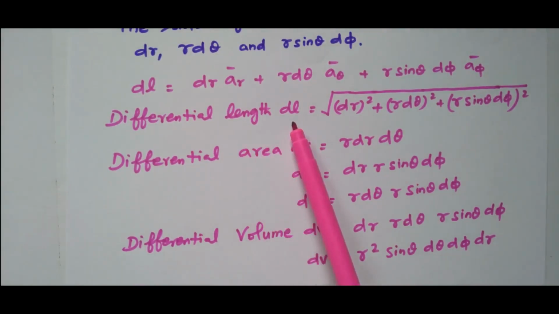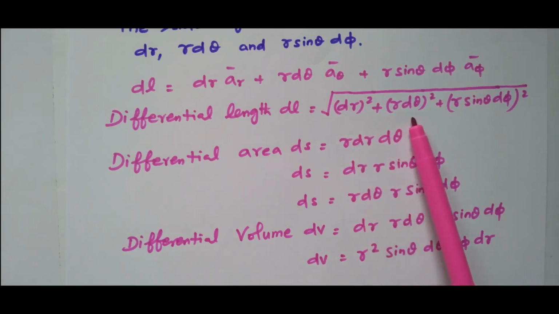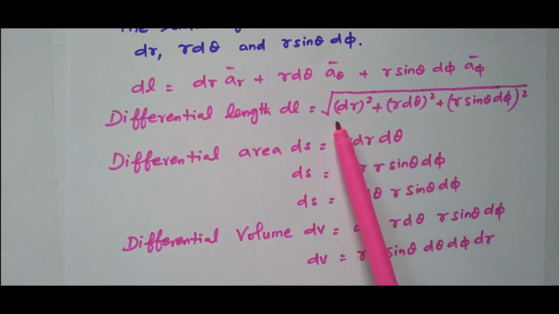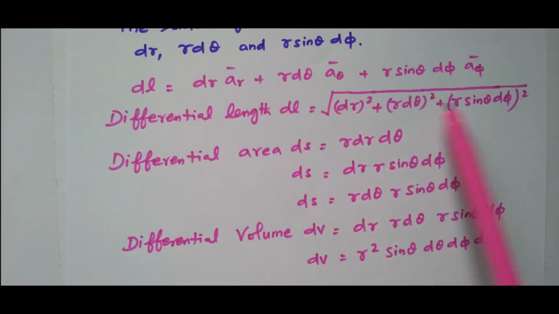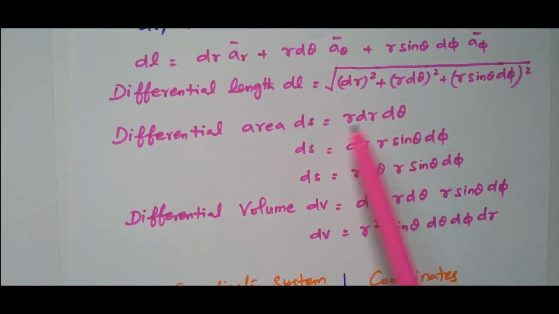So the differential length dl is the square root of dr square plus r d theta square plus r sin theta d pi square, right? So we can find the differential length. All three now become length parameters. The two angles are converted into length. While going with the differential area, two parameters are multiplied: r dr into d pi, or r d theta into r sin theta d pi. Two elements are multiplied in order to get the differential area.